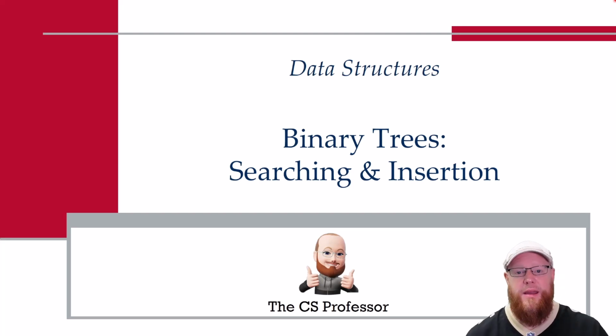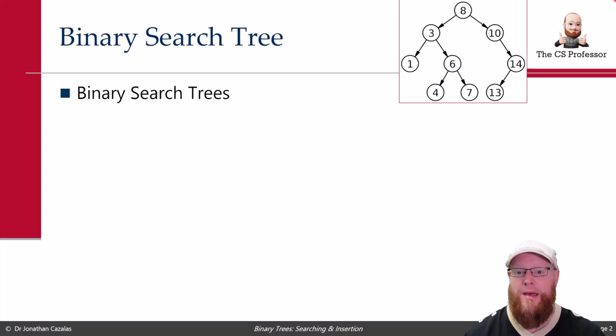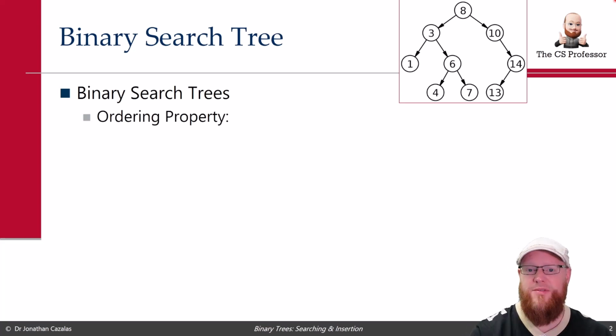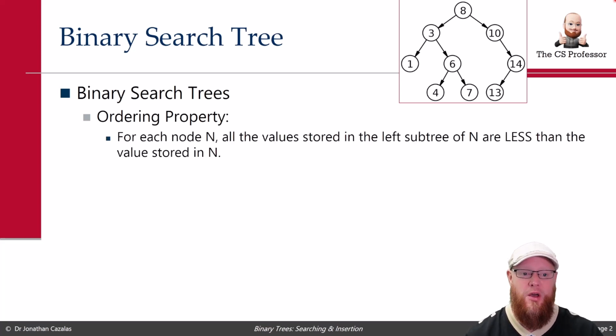We are back at binary search trees today, looking at searching and insertion. At the last video, we ended with this idea of binary search trees. It's certainly a binary tree, but what makes it a binary search tree was this ordering property. If we look at this tree up here in the upper right of the screen, you should be able to see some type of organization of the nodes.